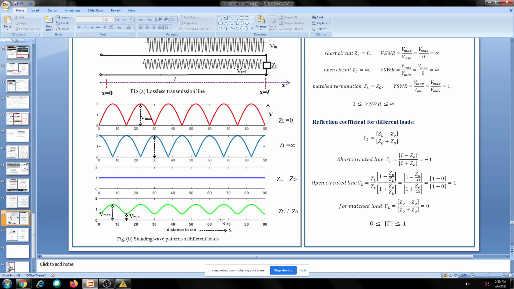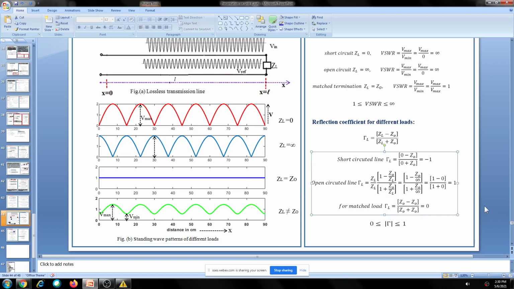So in the examination there may be a question: plot the standing wave pattern for different loads. Draw the standing wave pattern for different loads. Then what you have to do is draw this pattern. ZL equal to 0, infinity, Z0 and not equal to Z0. The patterns will be like this. You should draw them. It carries 6 marks or, depending on the paper, 4 marks.